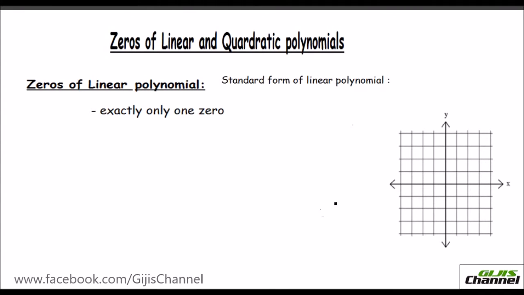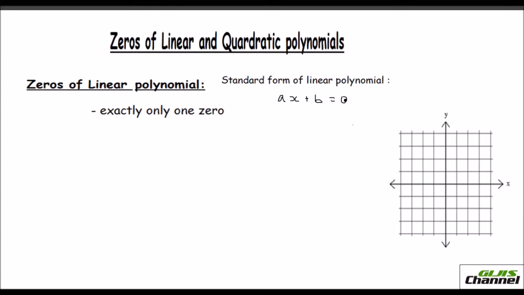So in this video, let's learn how to find the zeros of linear polynomials as well as quadratic polynomials. Let's first look at the linear polynomial. We all know the standard form of a linear polynomial, right? The standard form is ax plus b equals 0.